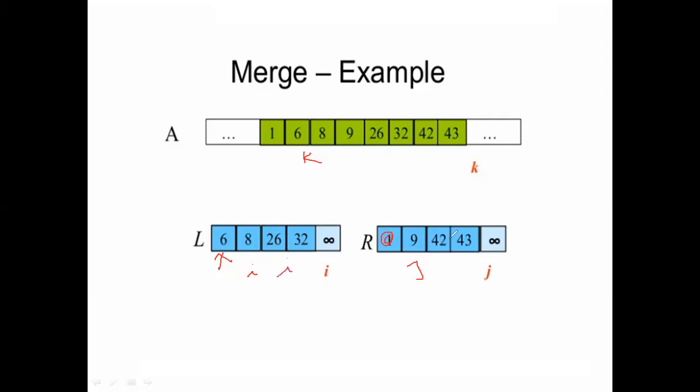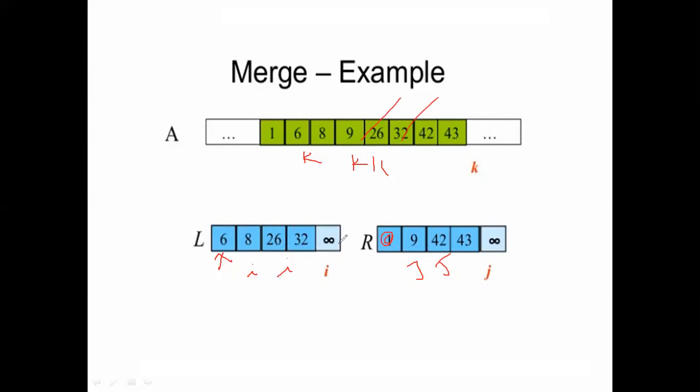Okay, then 26 is compared with 42. So 26 is compared with 9. So 9 will be stored here. Then j is incremented by 1 and k is incremented by 1. Then this 42 is compared to 26. 26 is stored. 32 is stored.